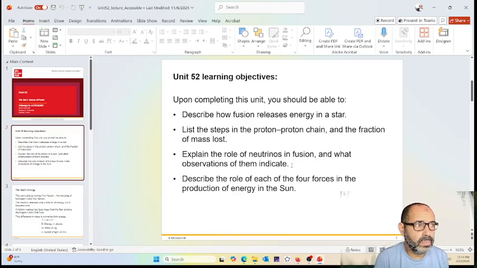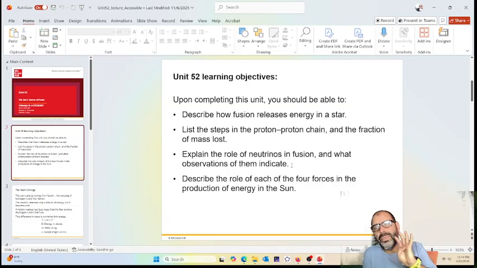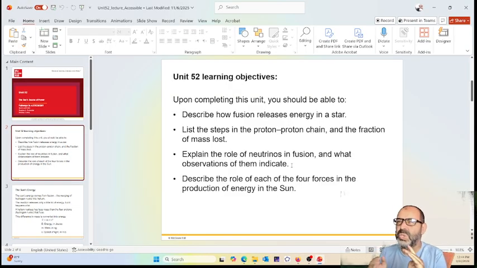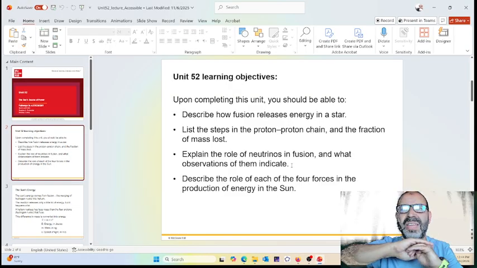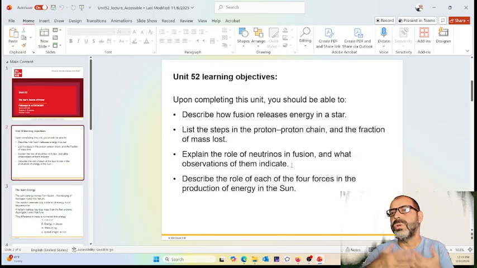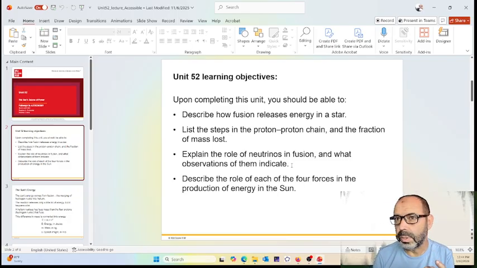Okay. So describe the role of each of the four forces. You will see nature comes in four forces. The force of gravity, which is the weakest of them all, by a factor of 10 to the power 40. It sounds small, but it's really not that. It's super small. It's a quantity that you cannot even imagine how small it is compared to the strongest force, which is the nuclear force. There are two nuclear forces.